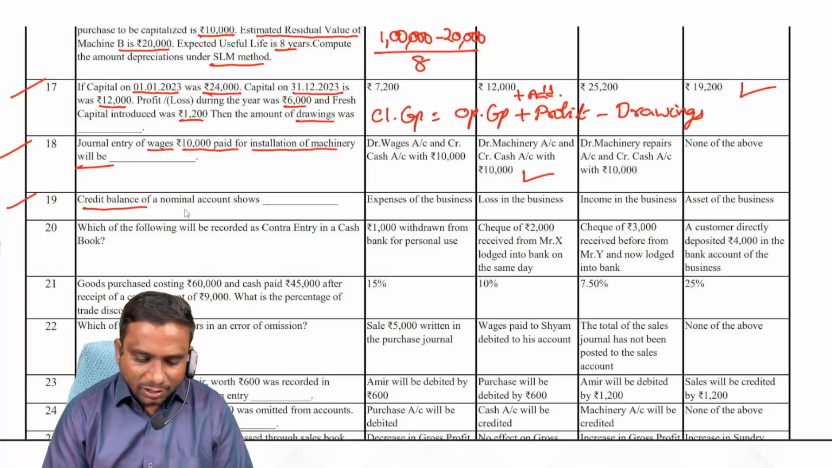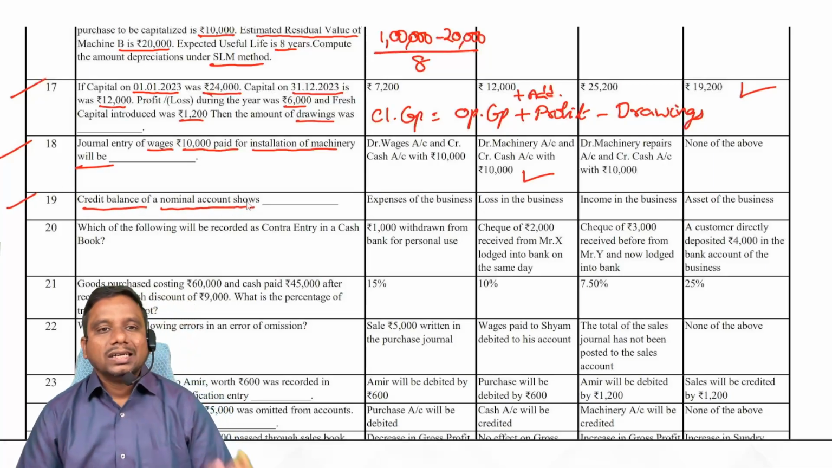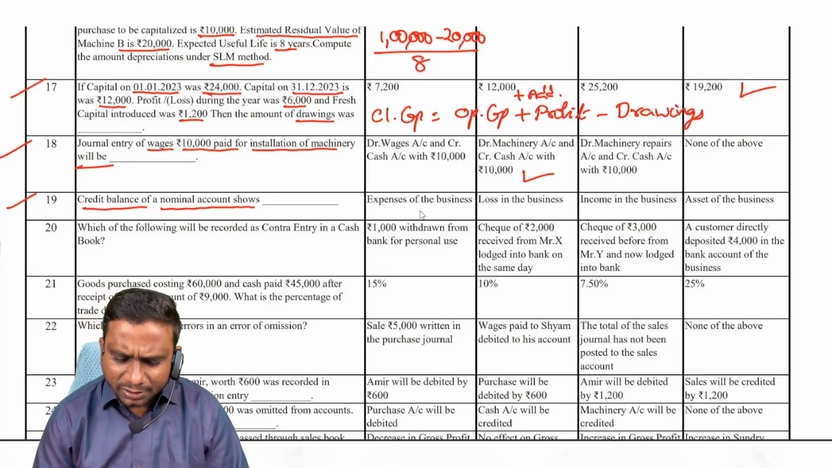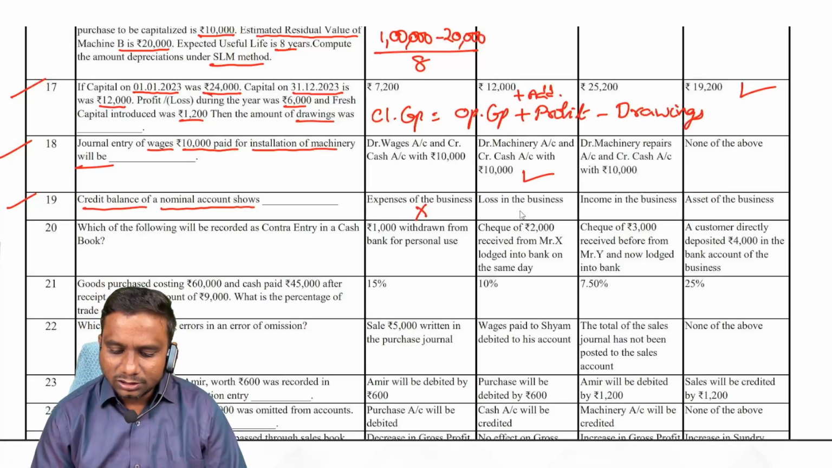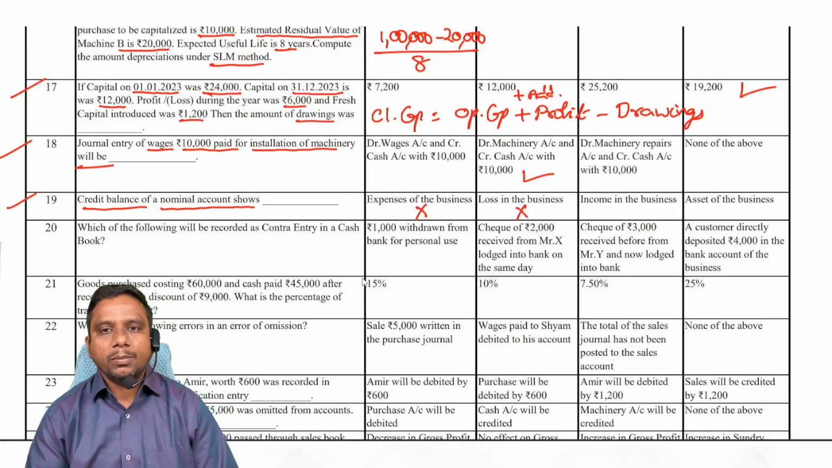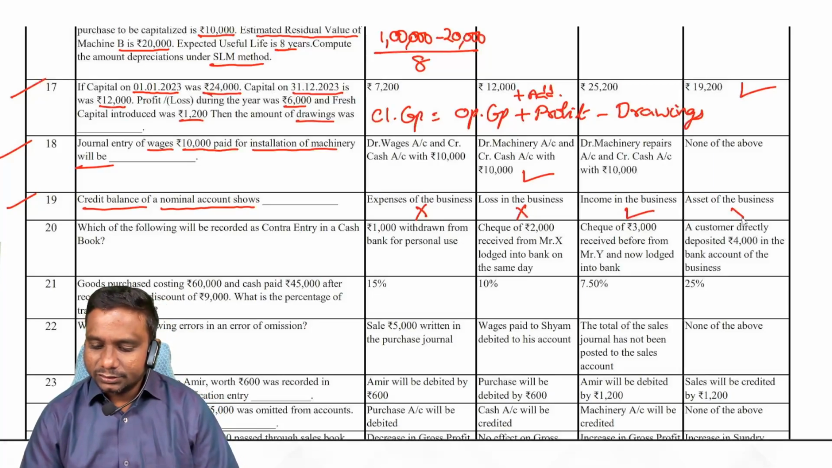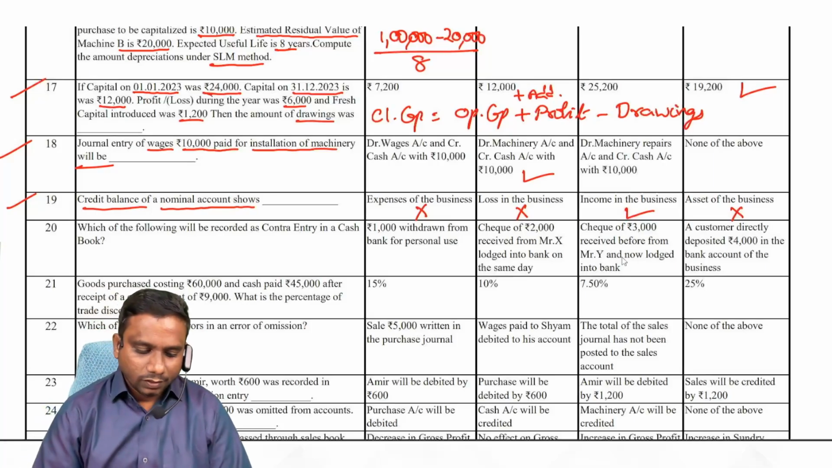19. Credit balance of nominal account shows. Credit balance of a nominal account is nothing but revenue, no? Revenue. Expenses of business, no. Loss in the business, no. These two show debit balance. Income in the business, yes. Assets of business show debit balance. Next one, 20th.